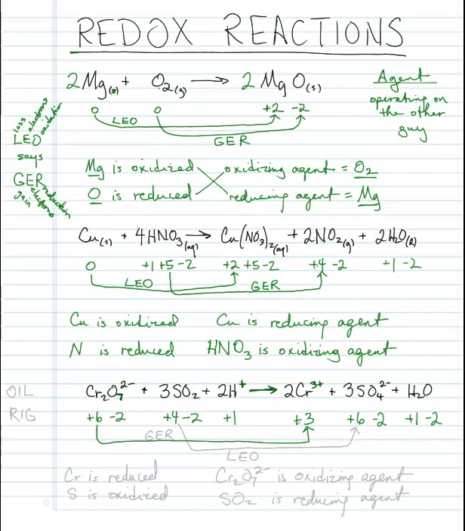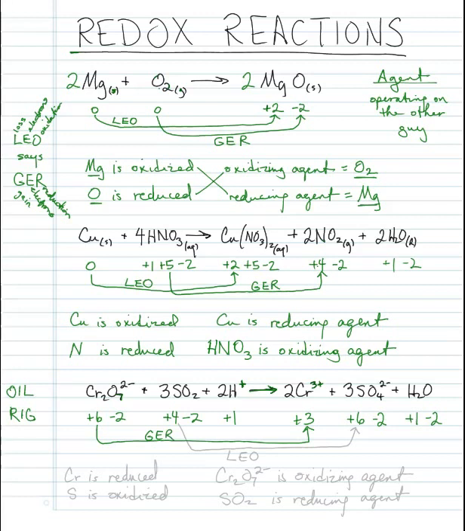By the way, there's another acronym some people like better, which is OIL-RIG. OIL stands for oxidation is loss, and RIG is reduction is gain. So if you like that one better, use that. In this case, we have chromium going from a +6 to a +3. That's going in the negative direction on the number line, so we are being reduced. So this would be gain of electrons is reduction, or else we could say reduction is gain for RIG, whichever you like better.